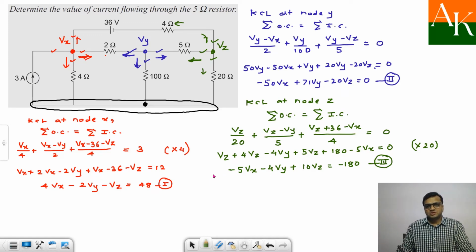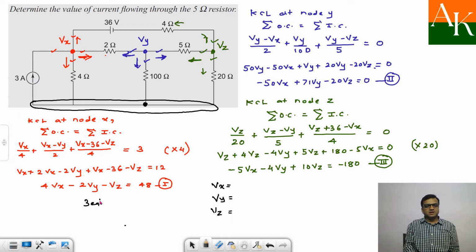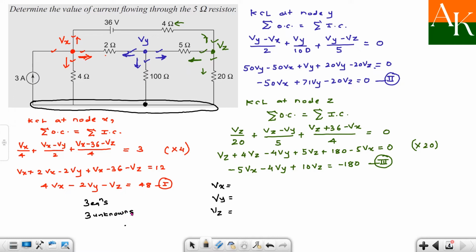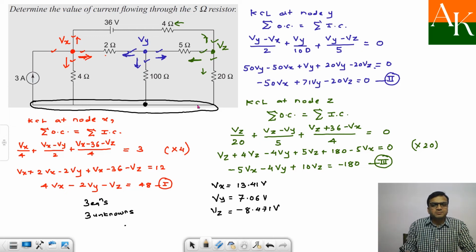So there are 3 equations, and one can easily find out the voltages Vx, Vy and Vz. You can enter the coefficients and the constants in the calculator, 3 equations, 3 unknowns, and you can find out Vx, Vy, Vz. And the Vx answer turns out to be 13.41 volt, Vy is 7.06, and Vz turns out to be minus 8.471 volt. You can check this. But the problem is not over.